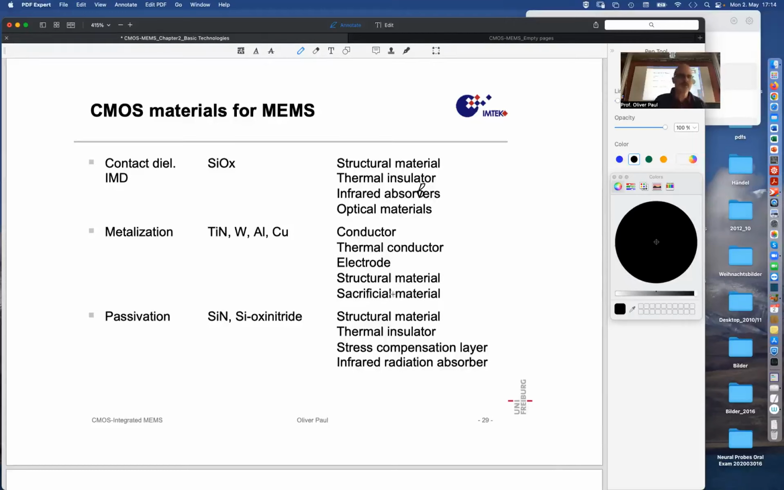Structural materials, sacrificial materials. Passivation silicon nitride is again all kinds of things. Structural, thermal, infrared absorber.